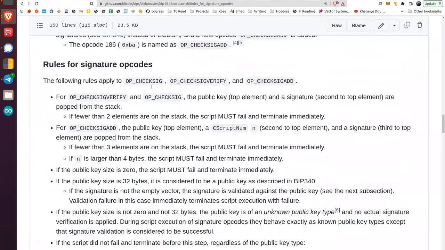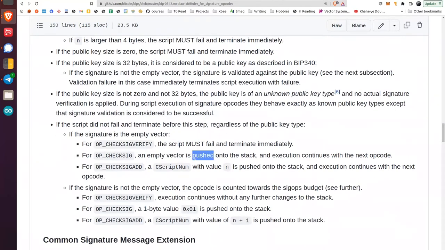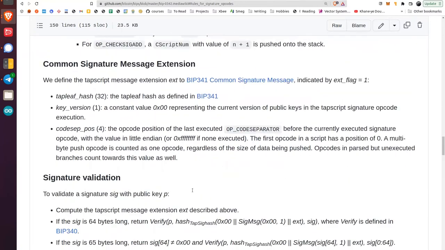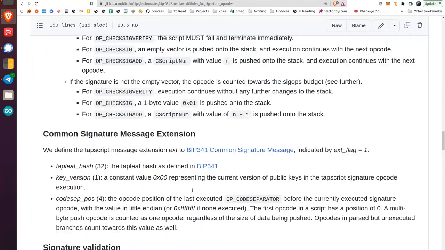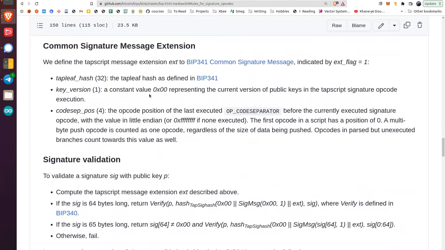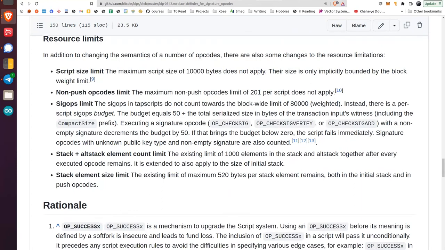Okay. And then here's the rules of how this works. And so then it walks through exactly how this is going to work, which is cool. CHECKSIGADD one is kind of fun, hard to read in here, in my personal opinion. Oh, and then they talk through common signature message extension stuff, which I'm going to hand wave over, signature validation, some cool stuff about resource limits.